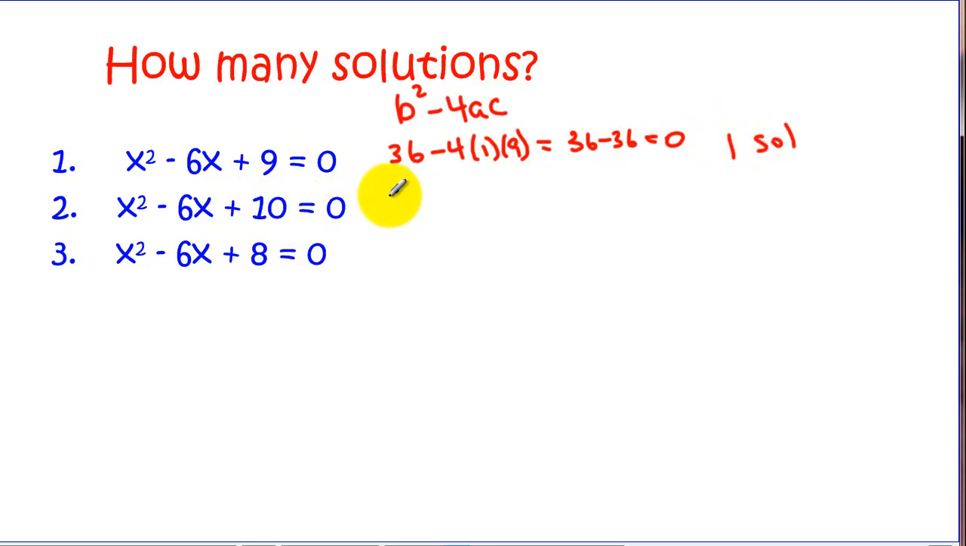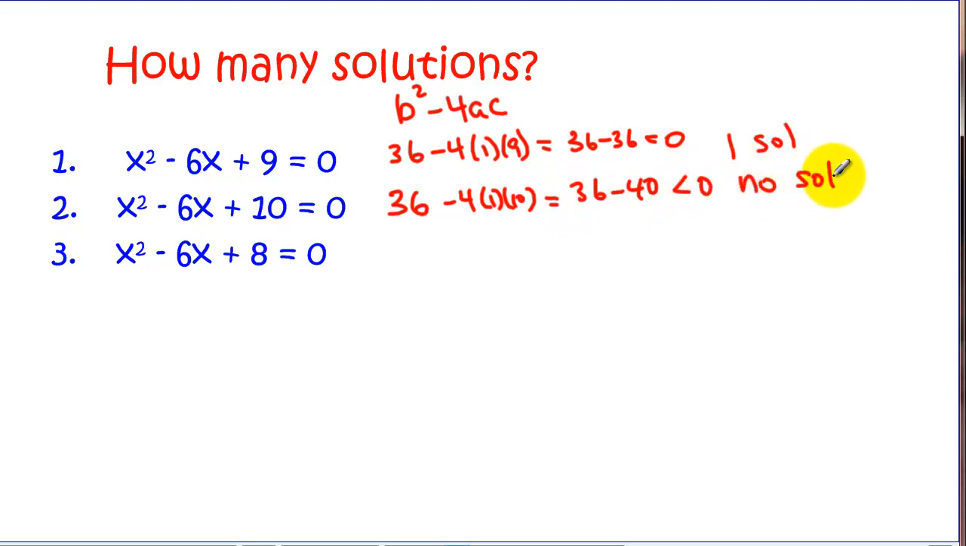If we look here, we get b squared is 36. Now we have minus 4 times 1 times 10, or 36 minus 40, which is negative. That's less than 0, so we have no solutions. And our last one comes out to be 36 minus 32, which is 4. And that is bigger than 0, so this problem would have 2 solutions. So again, that just tells us how many solutions.